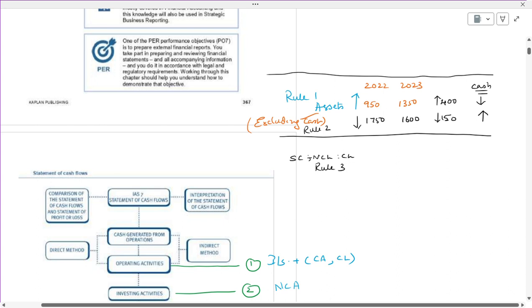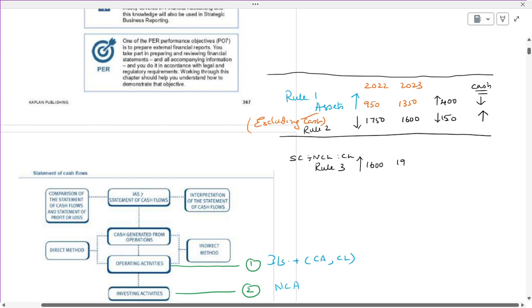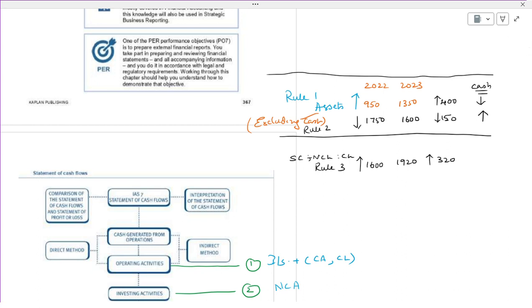When the liability increases, 1600, 1920, the liability is increasing by 320. What is the liability? Loan. What is the liability? Payables. You are not paid, your liability increases. You have taken the loan, your liability increases. When liability increases, what happens to cash? Cash will increase.